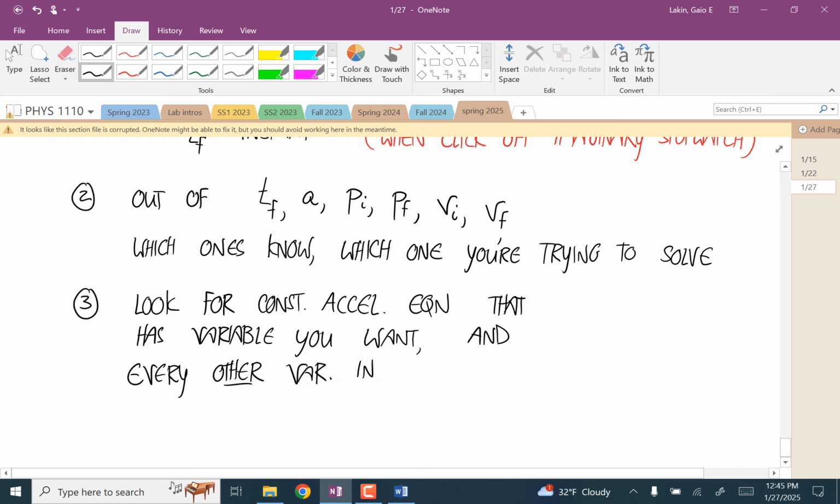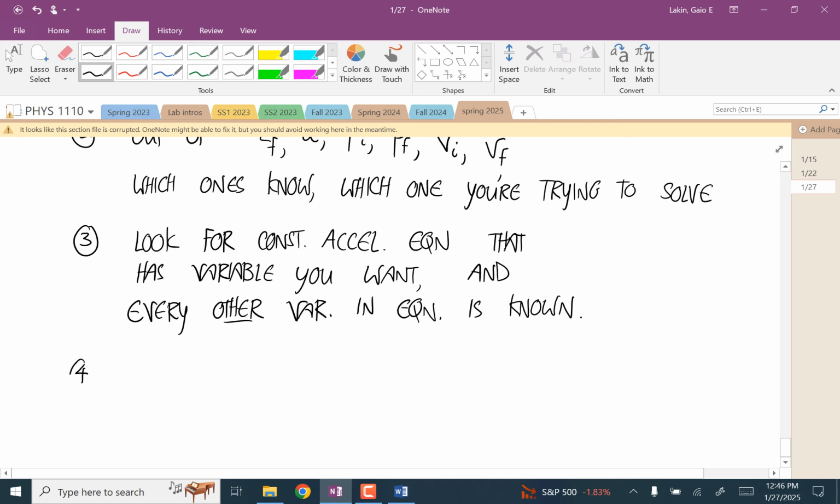I mean, if you're trying to solve for a variable, let's call it v sub I, v sub I has to be in the equation, and every other variable in that equation you need to put a number into. Otherwise, you can't use a single equation to solve for two variables. It just isn't possible. And then the last one, most of the time you won't need this, but sometimes you will. So that's why it's in parentheses. This is sort of as needed.